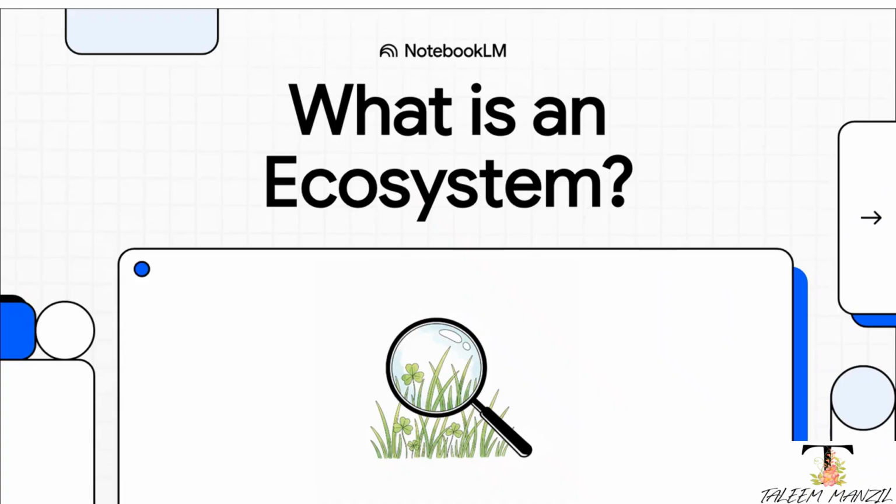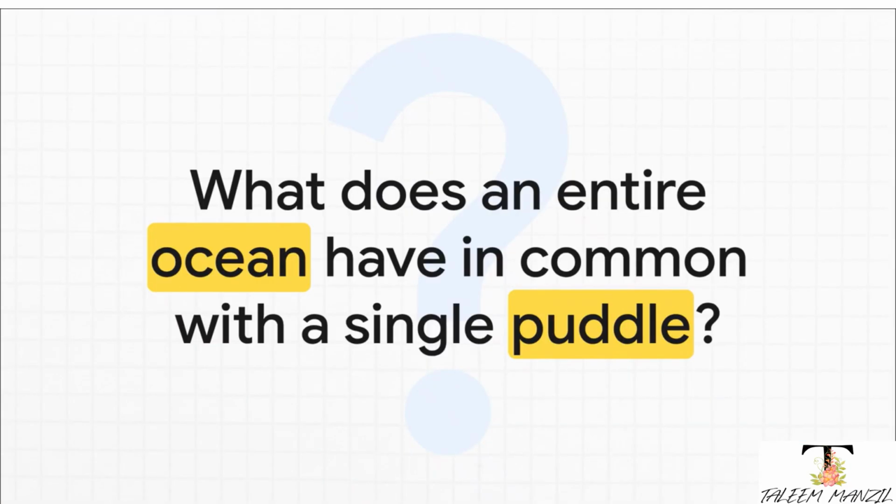Hey everyone, today we're going to take a guided tour of the world right outside your window. Yep, we're looking at your natural neighborhood, from the tiniest puddle to the biggest ocean, and we're going to figure out what exactly makes it all tick. So let's just jump right in with a little puzzle. What could a huge, sprawling ocean possibly have in common with a tiny little puddle of water?